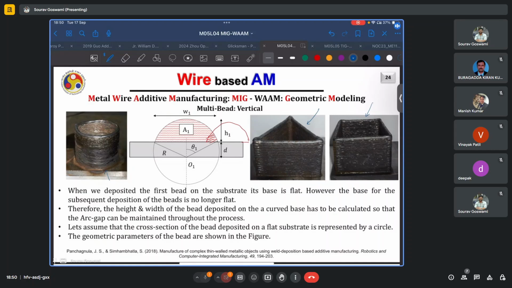So when we deposit the first bead on the substrate, its base is flat. However, the base for subsequent deposition of the beads no longer remains flat. The height and width of the bead deposit on the curved base has to be calculated so that the arc gap can be maintained uniformly throughout the process, because we know upon changing this arc gap, the metallurgical and mechanical characteristics of the part will change, and this may lead to undesirable anisotropy.